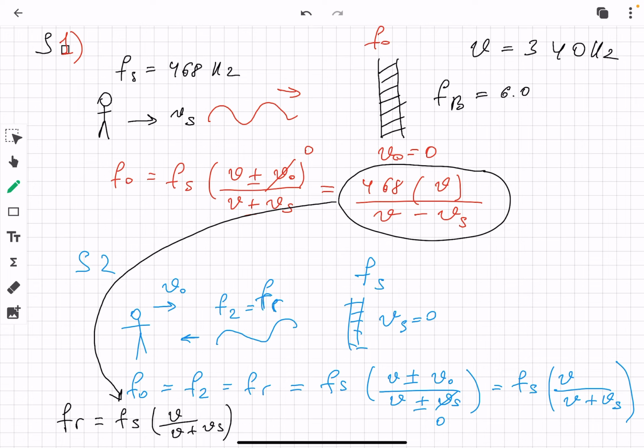Then, since we have a beat frequency which is 6, in the formula the beat frequency is equal to the reflected frequency minus the frequency of the source, which in our case is 468. So that's it. From there you find the speed of the student. That's it.